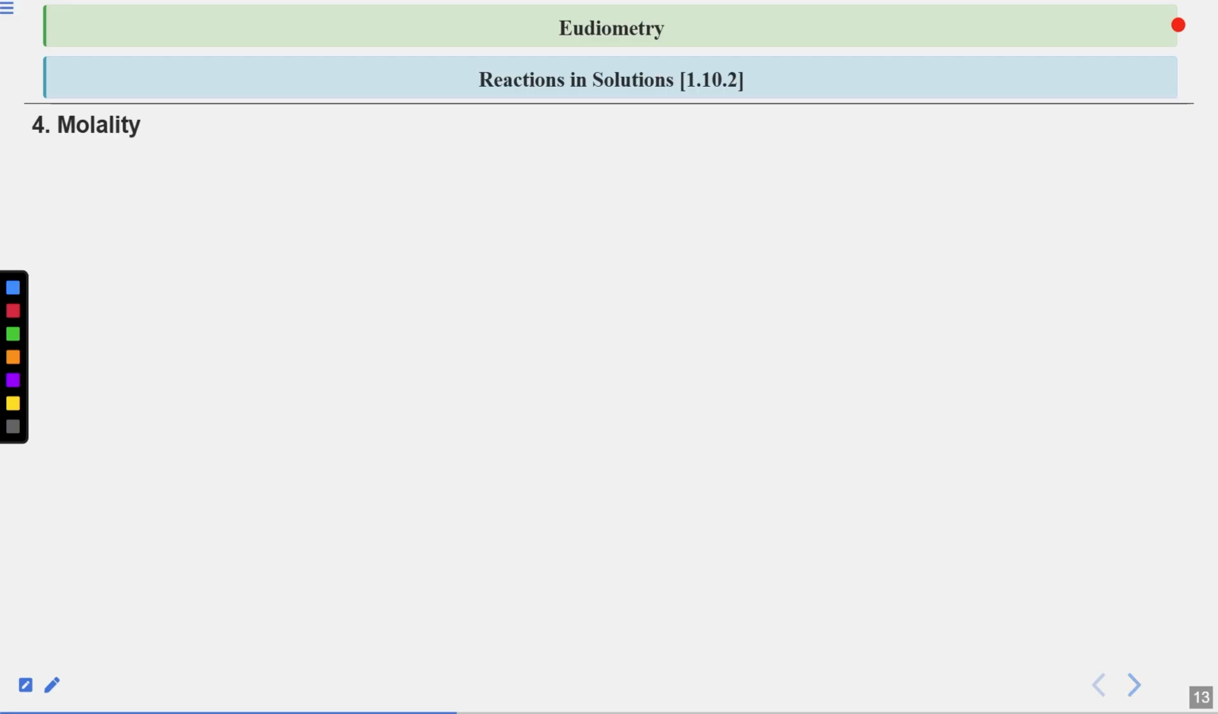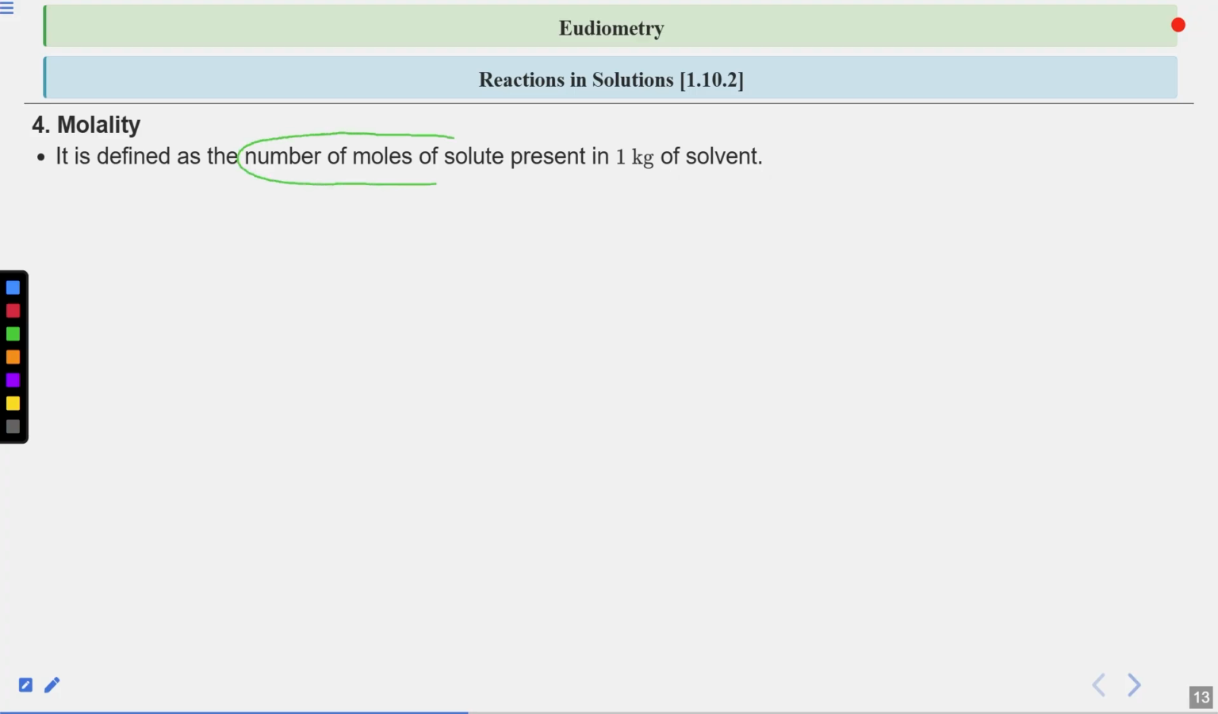Now our last concentration term, which is molality. How do we calculate molality? There is a very small difference. In the numerator, we still have the number of moles of solute, but in the denominator, we will have the mass of the solvent. Remember, the mass of the solvent and not the solution. Mass of the solvent, and that also in kg. So two things are important: in the denominator, you take the mass of the solvent, and the mass should be in kg.